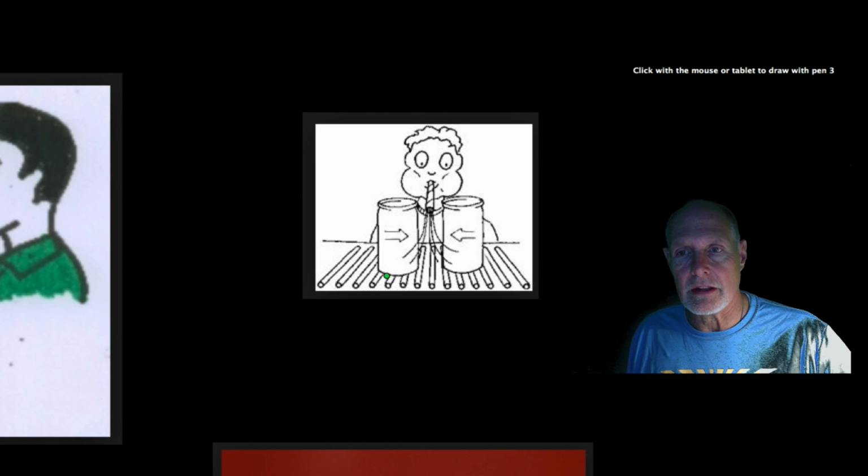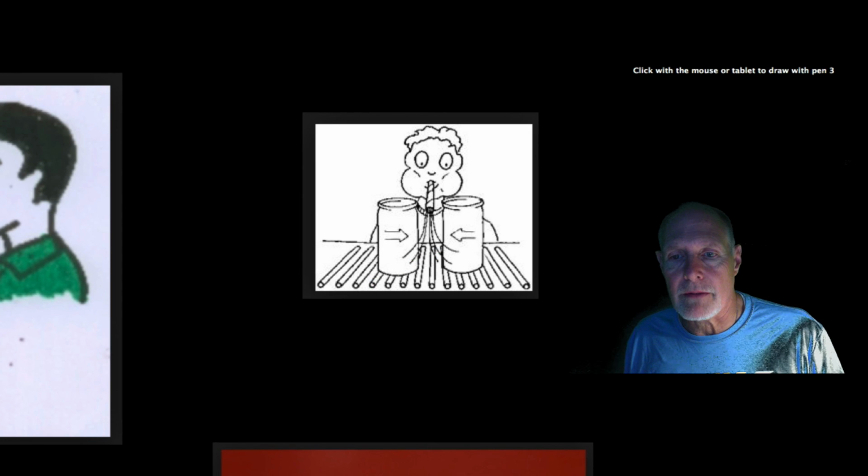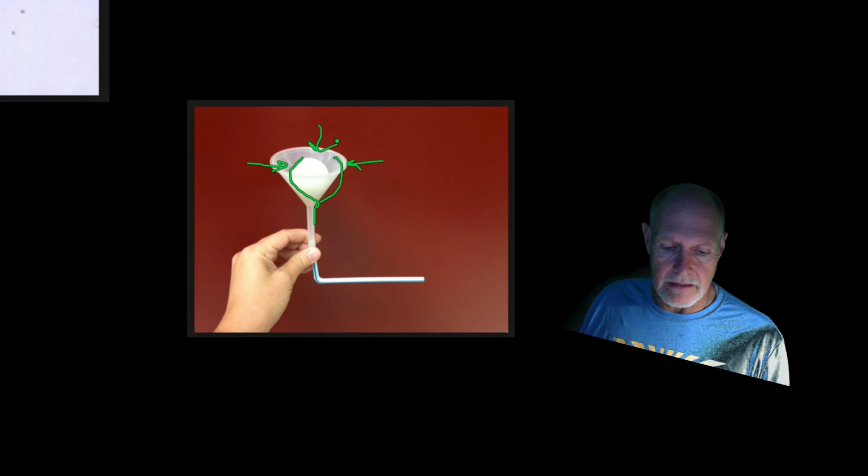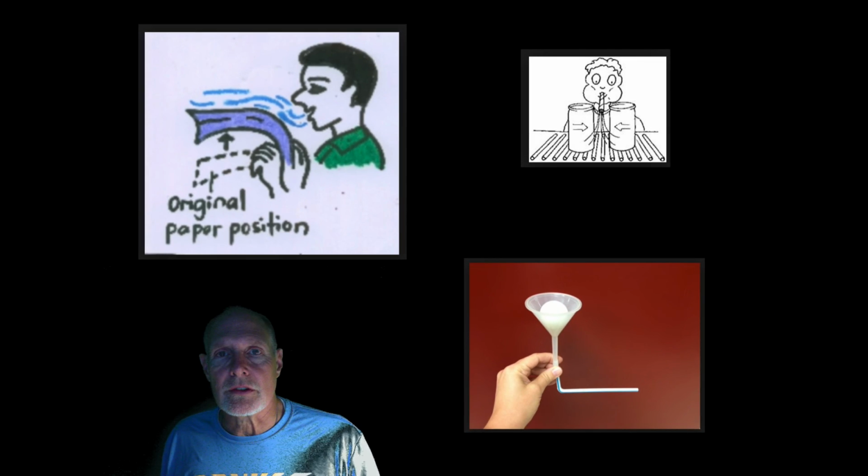Let's look at the one down here in the bottom where we have the funnel and the ping pong ball. As the air is coming through this funnel opening down here, it's coming up around the ball this way, only on the inside of the funnel. It's coming around the ball this way, and that makes two areas of low pressure. So the air on the outside is higher pressure. It wants to get in there, but it can't because the ball's in the way, so it holds the ball in the funnel.